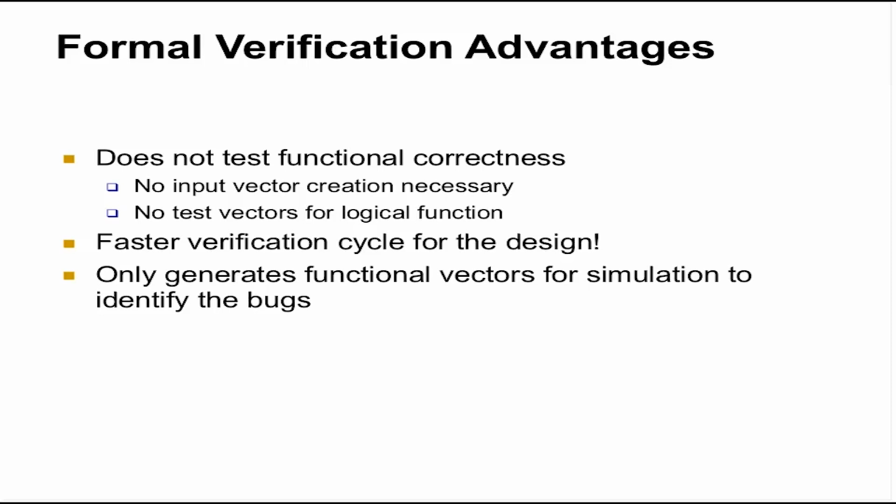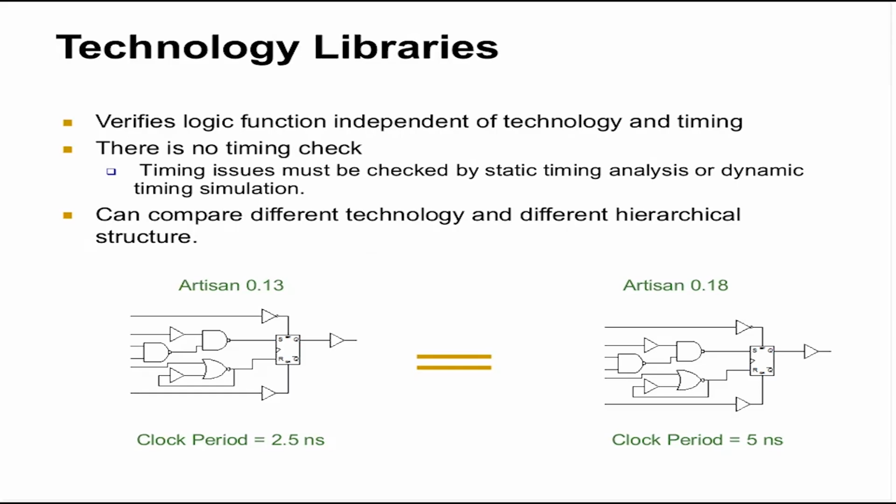So let's go forward and see the ASIC design flow and see where formality lies. One more example here: since formal verification is aimed at comparing Boolean equivalence, comparing functional equivalence, it can even compare netlists in different technologies and different hierarchical structures.